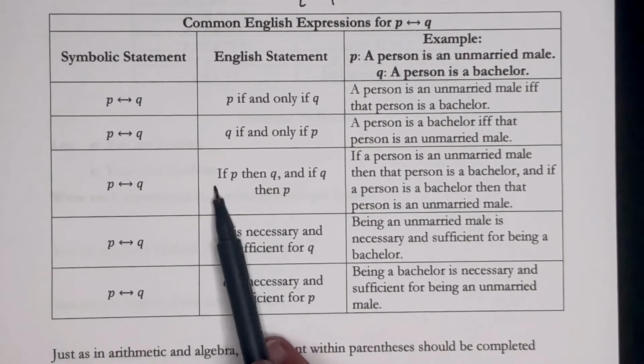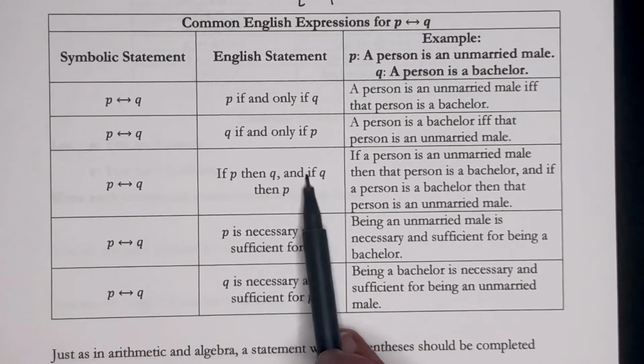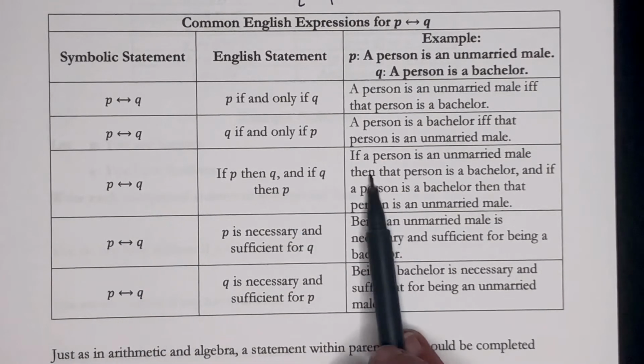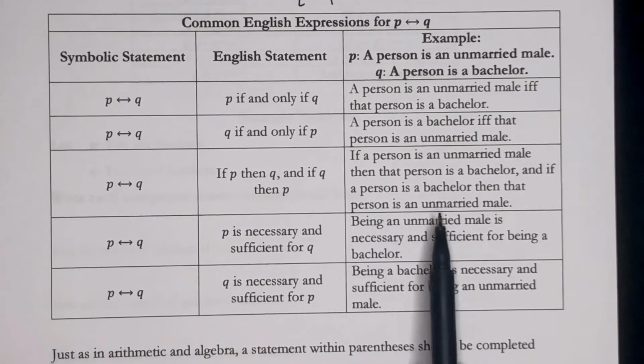And then here, if P, then Q, and if Q, then P. This is again, if you can reverse the conditional, you have a biconditional. If a person is an unmarried male, then that person is a bachelor. And if a person is a bachelor, then that person is an unmarried male.